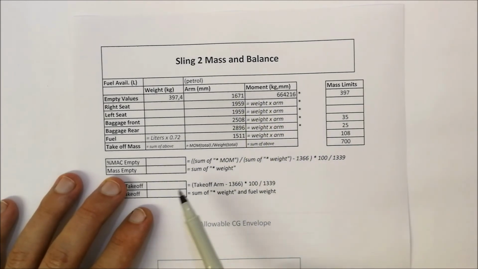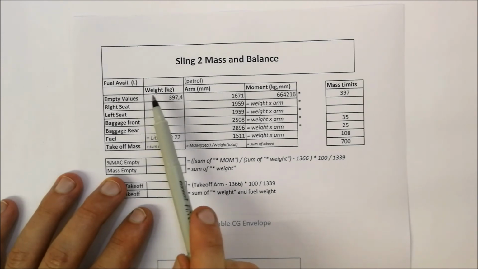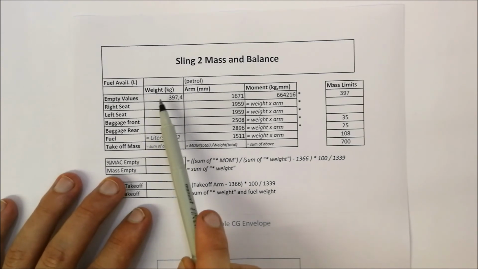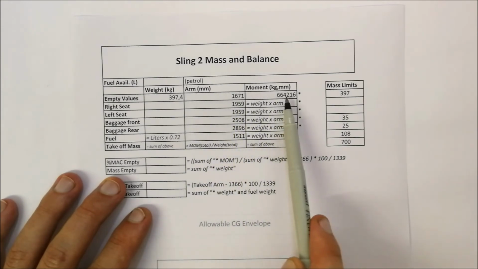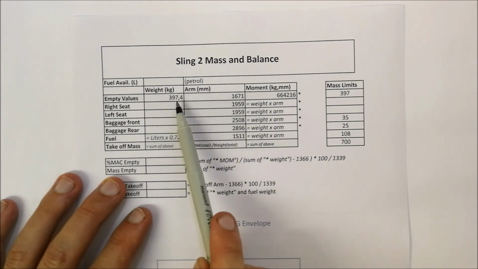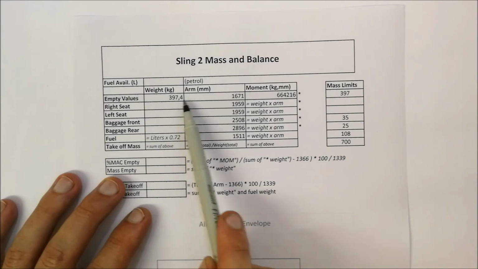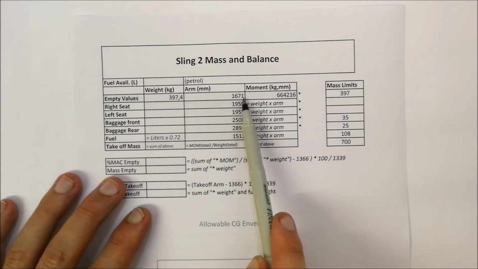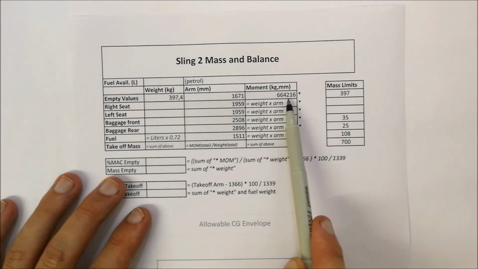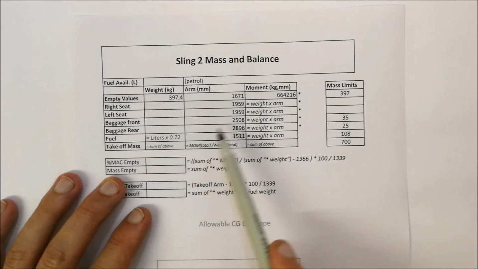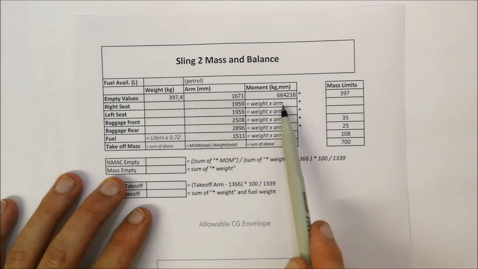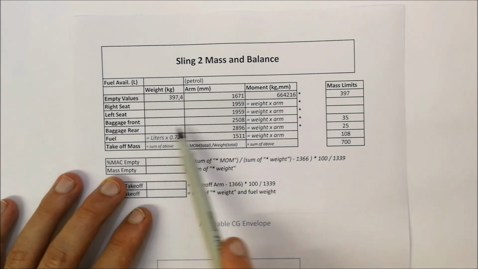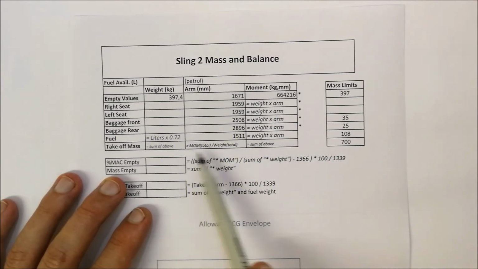And then the moments have to be calculated. So this specific weight or force that we've got over here is multiplied by the arm length to get the moment. Okay, so for example, 397.4 multiplied by 1671 is equal to 664216. And so each weight over here is multiplied by the arm length to get your moment. And that's done for all of them over here.